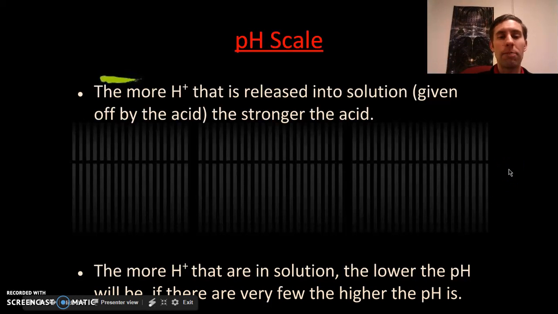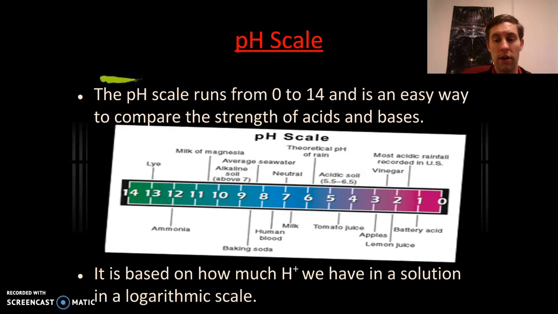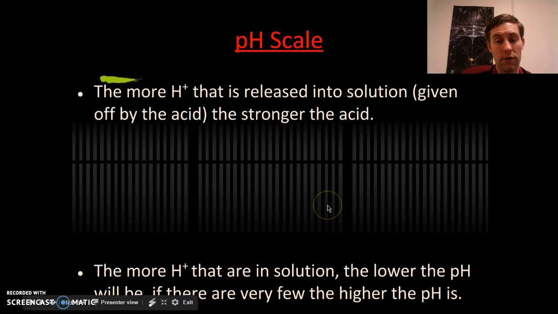Right, so we said the more H plus it's released or given off into solution, the stronger the acid. Some acids give off a little bit, some give off all of their H plus. And so if there's a lot of H plus in solution, that's the lower the pH. So if we go back here, lots of H plus in there, the pH should be down here. If there's only a little bit H plus given off, it'll be closer to the 5 or 6 range.